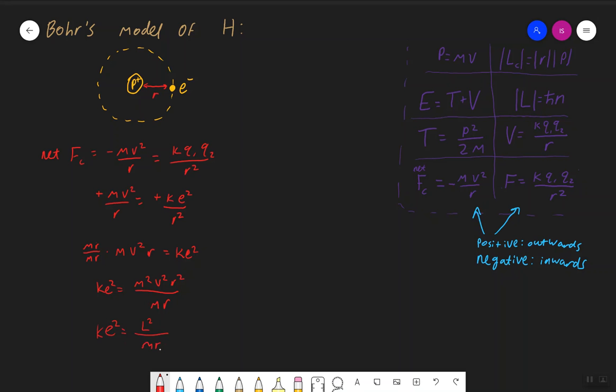And now, the next thing that I would like to do is solve for r. Okay, so this should not be too difficult. I can just bring this up here. If we solve for r, we have r equals L squared over m k e squared.